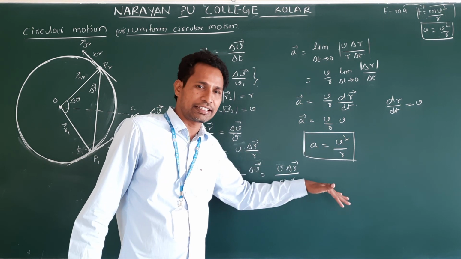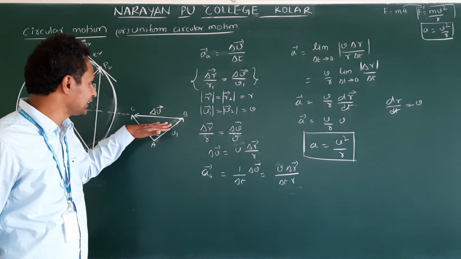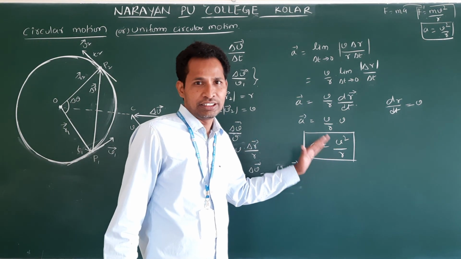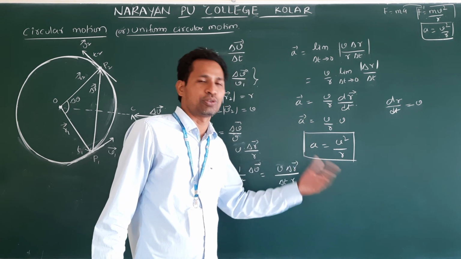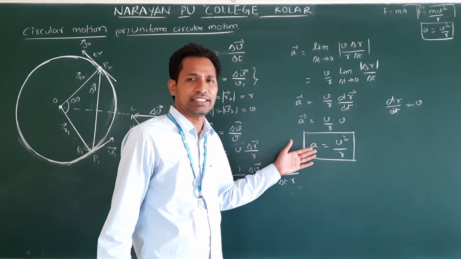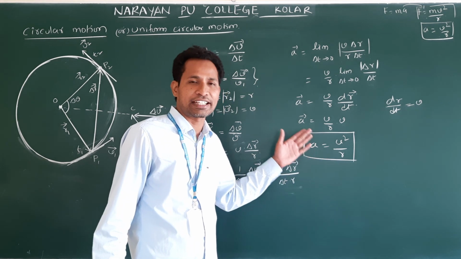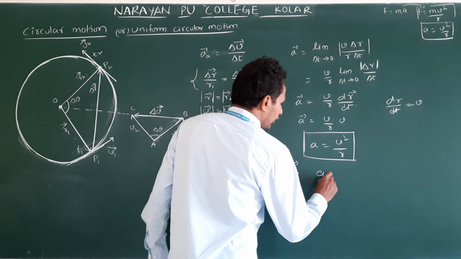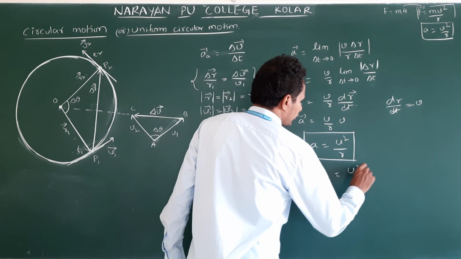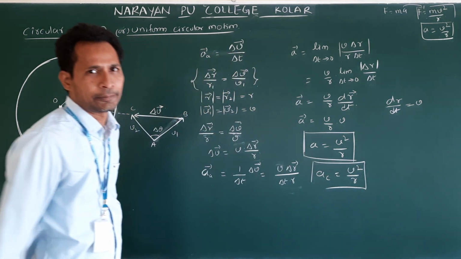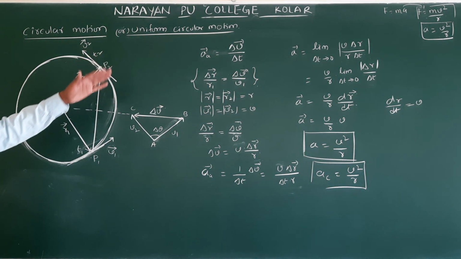How did we say it is acting towards center? Change in velocity is acting towards center. Change in velocity we call acceleration. Change in velocity direction is equal to acceleration direction. So that's why this acceleration is centripetal acceleration acting towards center. Sometimes we write AC is equal to v square by r. Okay, clear? So make a note of this.